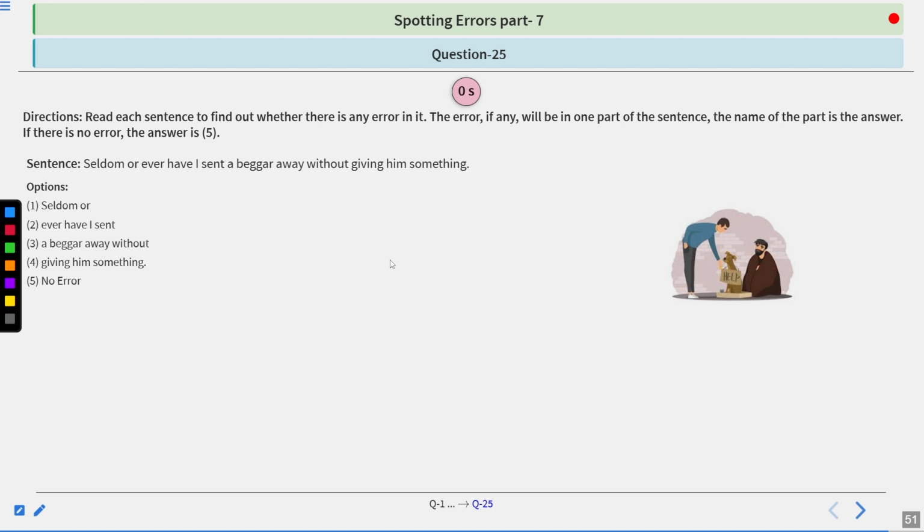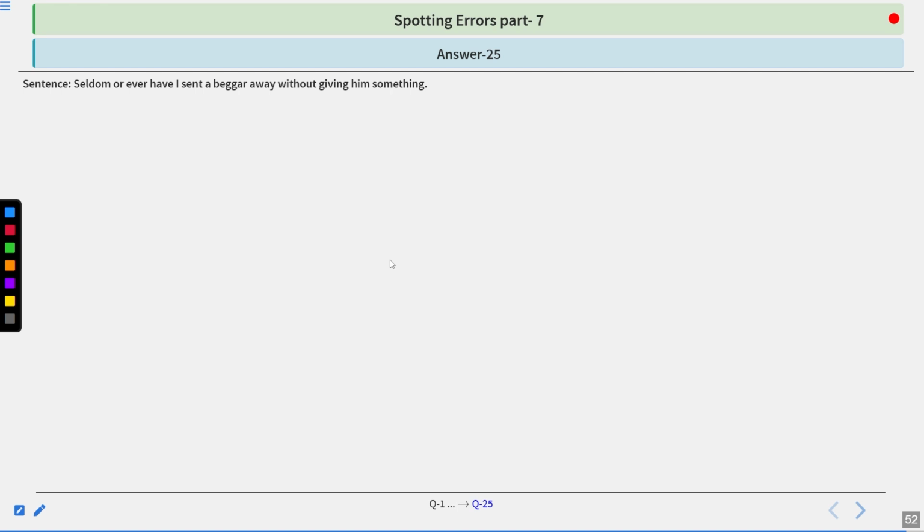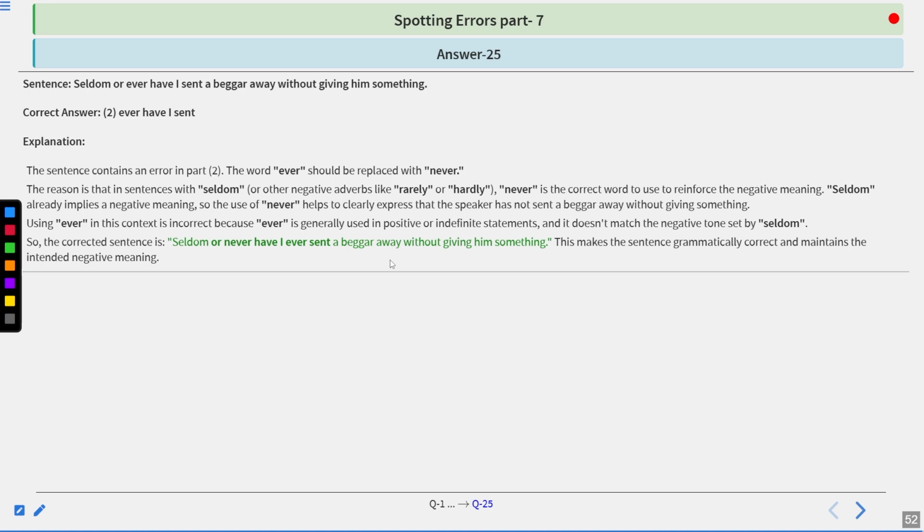I hope you have answered. Let's move to the correct answer. The correct answer is 2: "ever have I sent". The explanation is the word "ever" should be replaced with "never". The reason is that in sentences with "seldom" or other negative adverbs like "rarely" and "hardly", "never" is the correct word to use to reinforce the negative meaning.